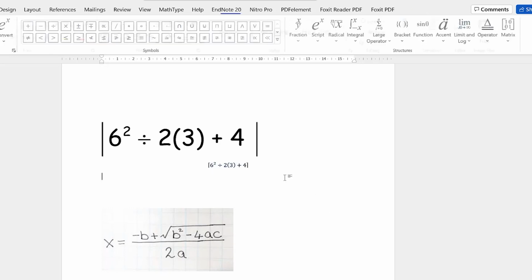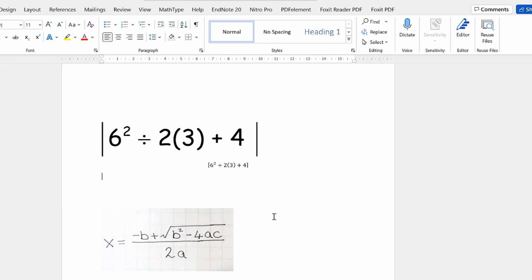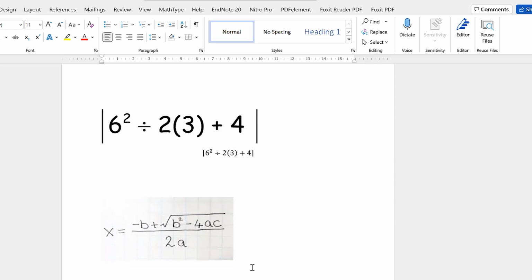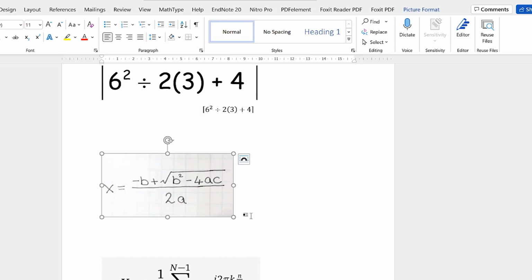So this completes the first equation, and it's very easy to write. Once you click out, you have your equation, so you can easily select it. So the next is the second equation, which is a quadratic equation.